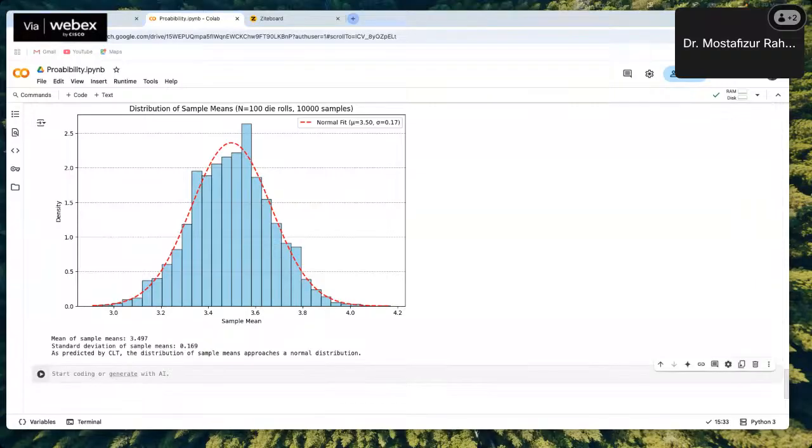So now let's take some probability distribution functions with some of our real life examples.